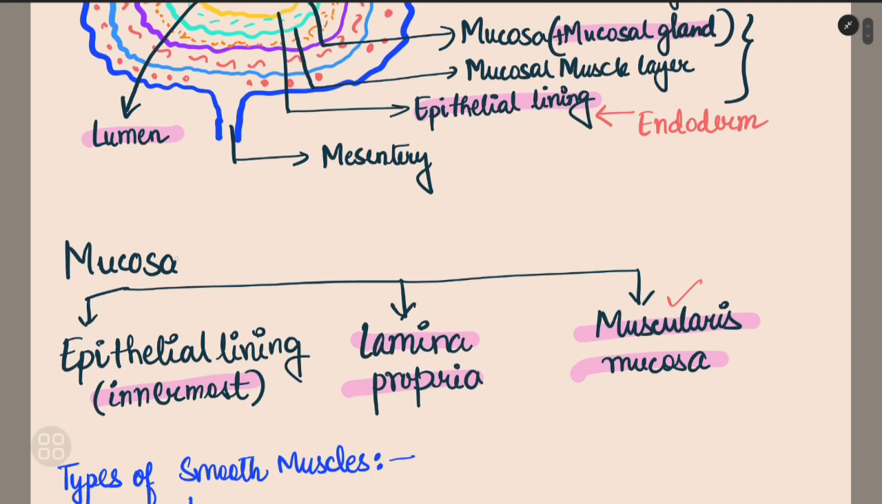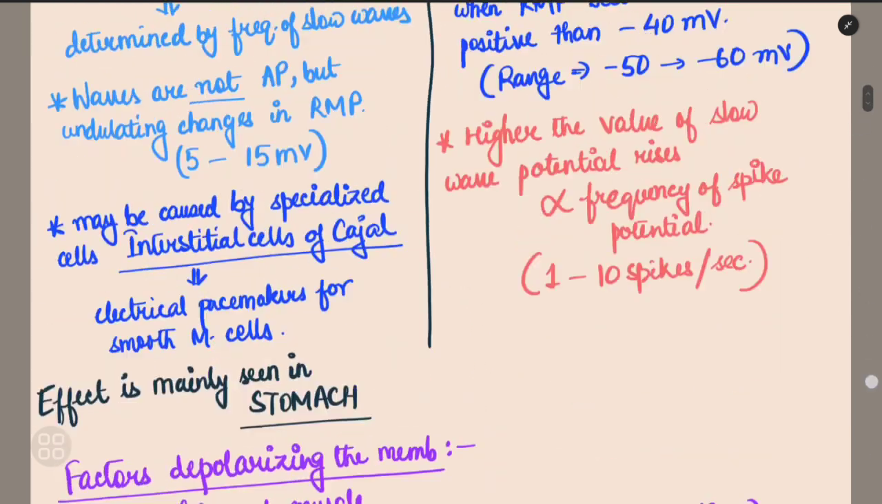So this should be kept in mind that the mucosa actually has three parts. One is the epithelial lining, which is the innermost layer that covers the lumen. Then we have a middle layer, the lamina propria, and we have the muscularis mucosae. Now let's discuss, very briefly, the origin and development of the GIT.